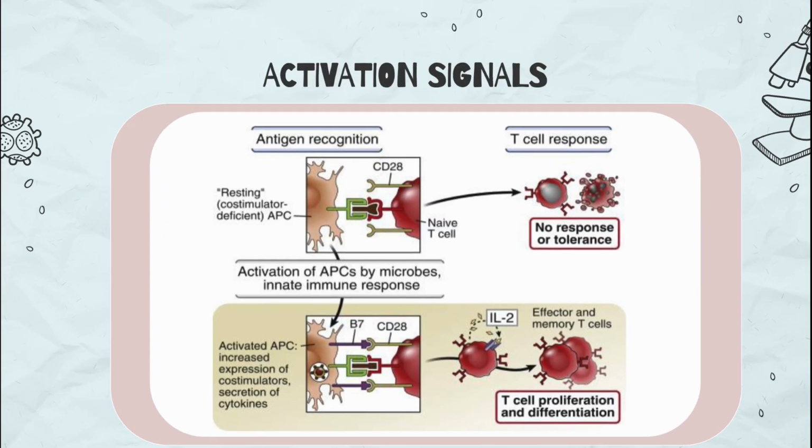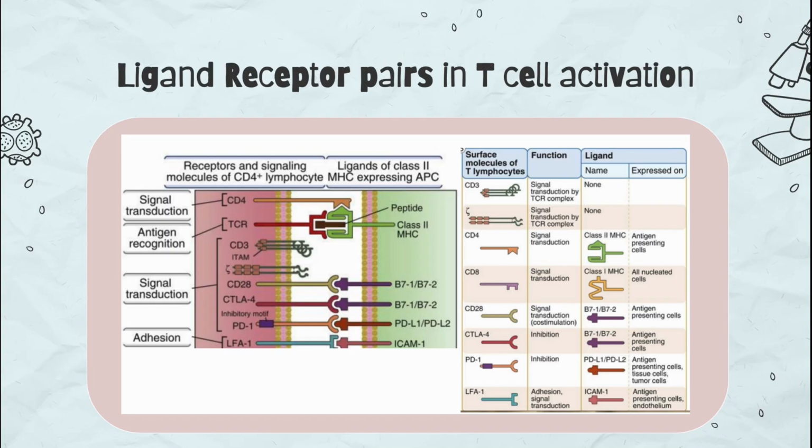Activation signals. First, the T cell receptor recognizes a peptide antigen presented on the MHC molecule by an antigen-presenting cell. CD4 or CD8 co-receptors help strengthen this interaction. The second signal is co-stimulation, where B7 molecules on the APC bind to the CD28 receptors on the T cell. When APCs are activated by microbes, they increase co-stimulator expression and release cytokines. This leads to interleukin-2 production, which causes T cell proliferation and differentiation. Without the co-stimulatory signal, the T cell does not respond and becomes tolerant.